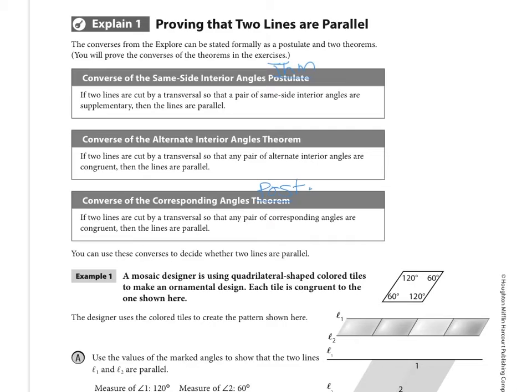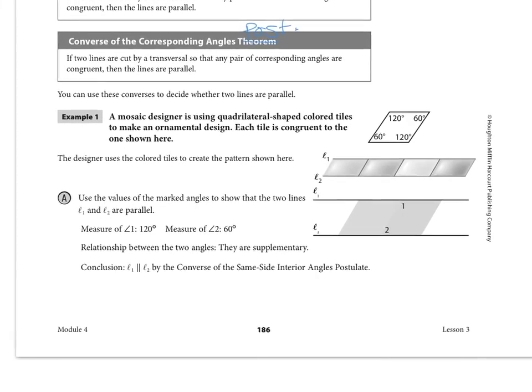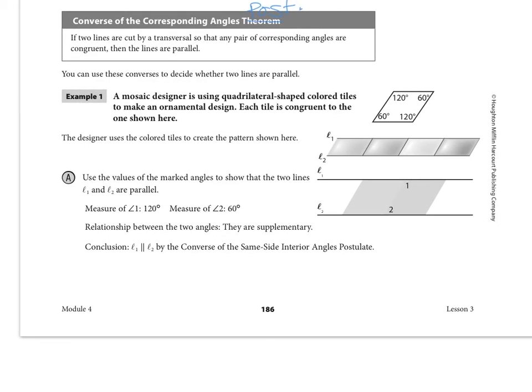So let's reason through this Example 1 here, parts A and B, and you'll get an idea of what you need to do for your turn 4 and 5 first off for your own work. Example 1 says the mosaic designer is using quadrilateral shaped colored tiles to make a tile design on the floor, and each tile is congruent to the one shown here. So we have our picture and we have some angle measures that are given to us, and you can see how they're laid end to end here.